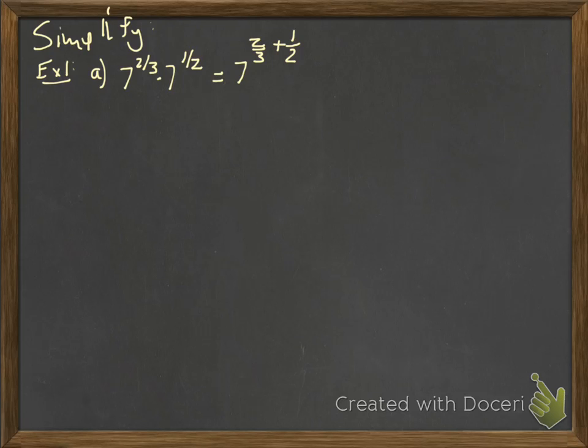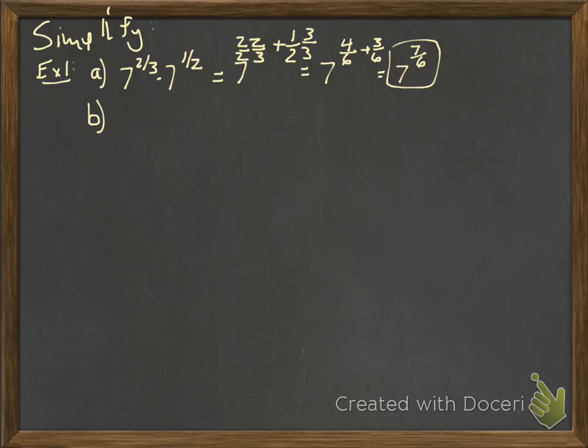Now this is annoying because I don't have a common denominator. So I'm going to need to get one. I have to add 2/3 and 1/2. So I know my common denominator is going to have to be a 6. I'm going to have to multiply this one by 2 over 2, this one by 3 over 3. And that'll be 7 to the 4 over 6th power plus 3 over 6 power, which if I add the numerators now, I'll have 7 to the power 7 over 6 power. And we'll take that for an answer.